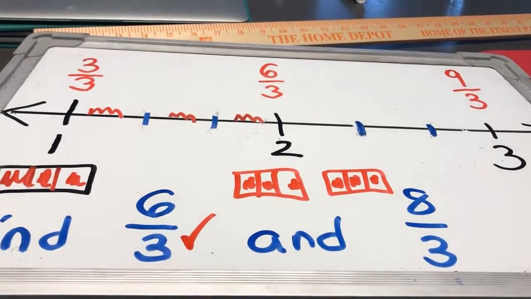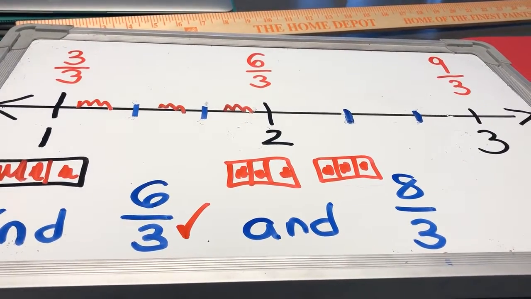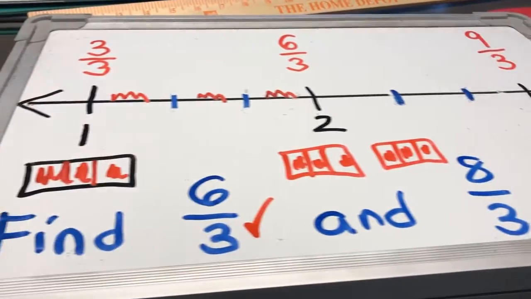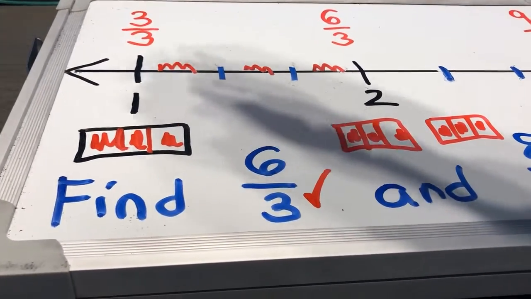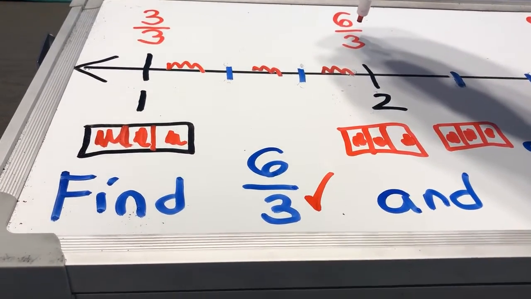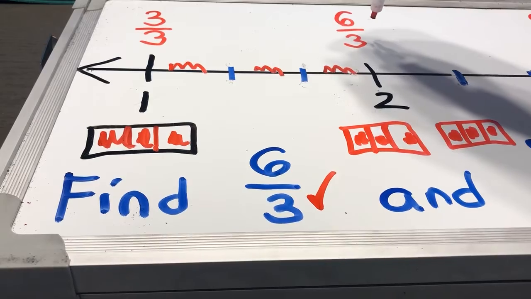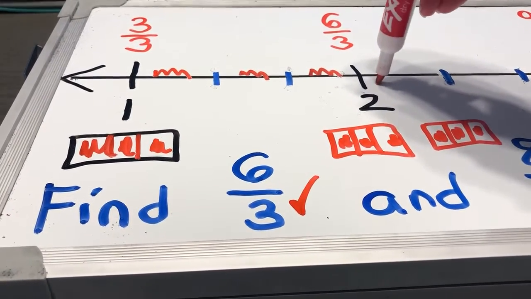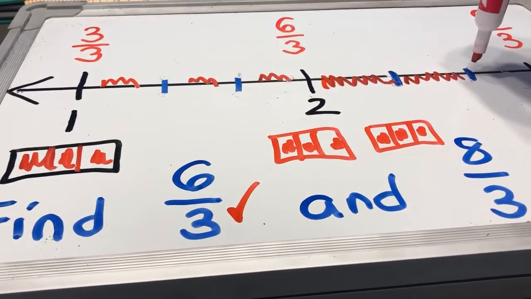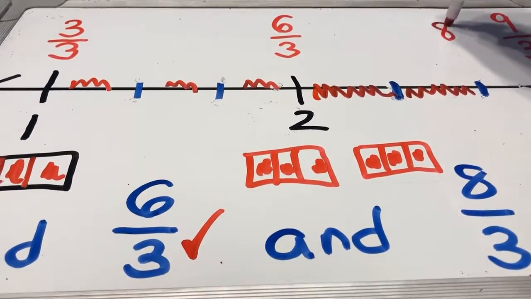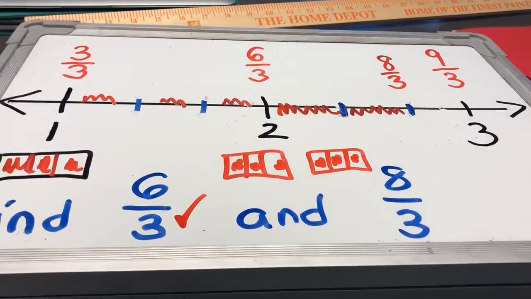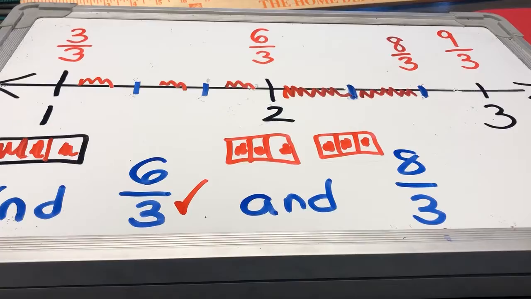Now, to find 8/3, we can look at our number line and use what we already filled in to help us. So we start with 3/3, then we went up 4/3, 5/3, 6/3. Okay, so we have 6/3. Our next third gives us 7. And now 8. 8/3 right here. That's how we find fractions on the number line.